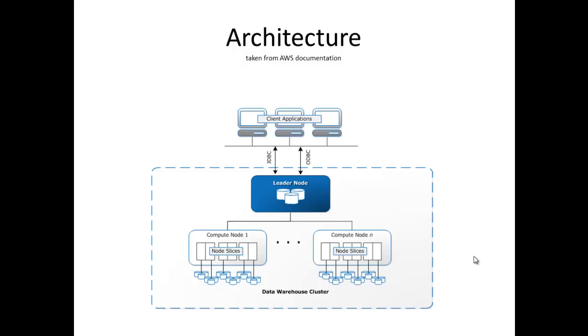In case of a multi-node cluster, there are two types of nodes available, which is leader node and compute nodes. There can be more than one compute node, and there will only be one single leader node. Leader node manages the communication between the client applications and the compute nodes. It also compiles the query that is sent by the client applications and assigns the queries to the compute nodes for actual calculations. Compute nodes process these queries and send the results back to the leader node for final aggregation.